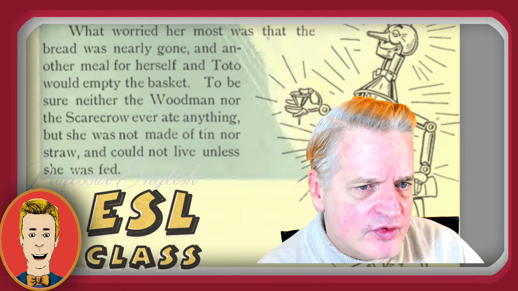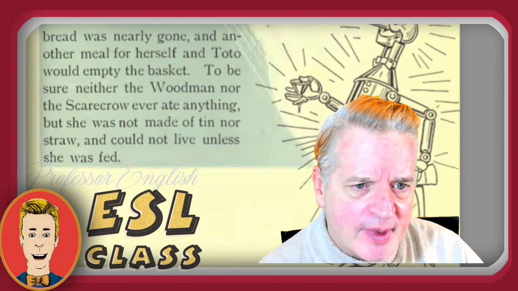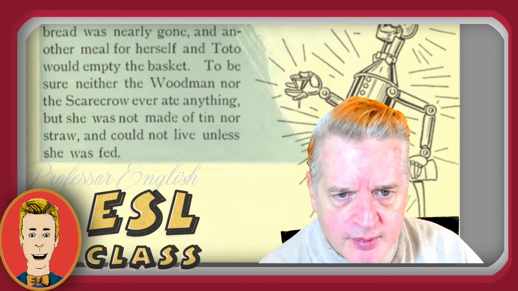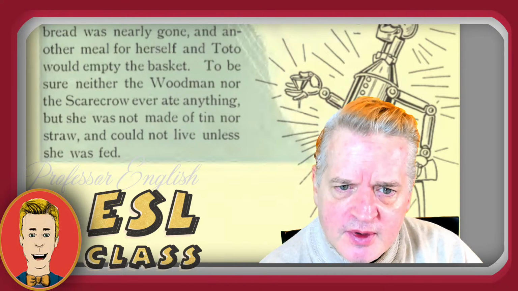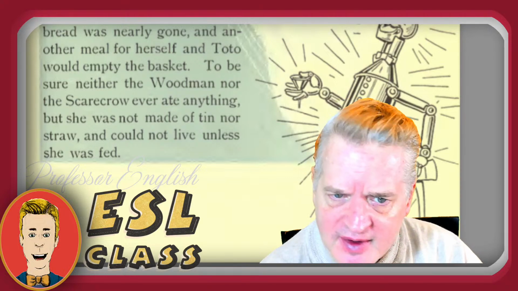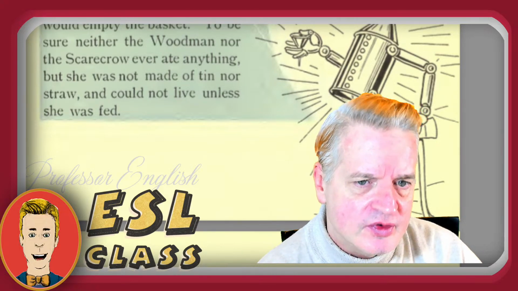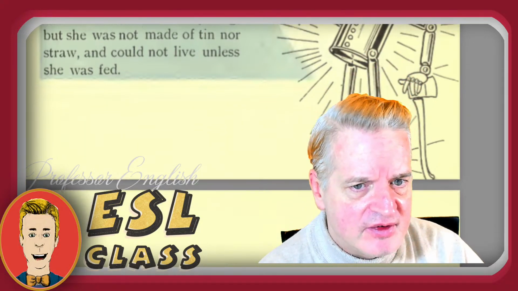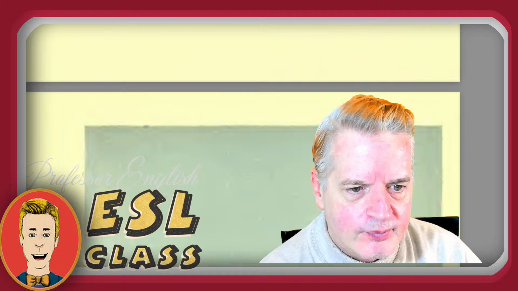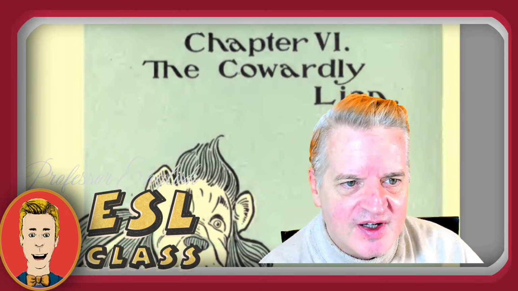And another meal for herself and Toto would empty the basket. To be sure, neither the Woodman nor the Scarecrow ever ate anything. But she was not made of tin, nor straw, and could not live unless she was fed. All right, so that was the end of chapter 5.